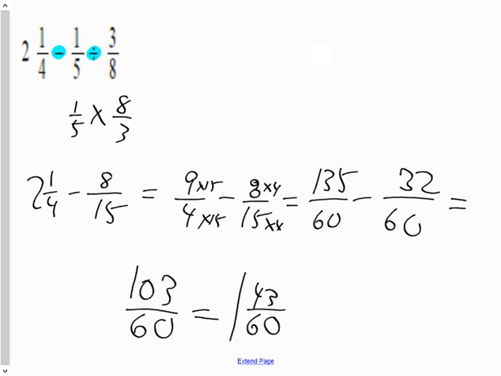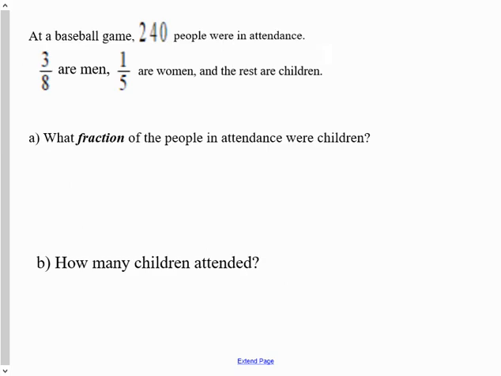Okay, which takes us now to finally our story problem side. The first story problem says, at a baseball game, 240 people were in attendance. 3/8 are men, 1/5 are women, and the rest are children. What fraction were children? So I'm going to draw the entire group of 240 people as a rectangle. Now 3/8 are men, which is just a little bit less than half. We'll put men in here.